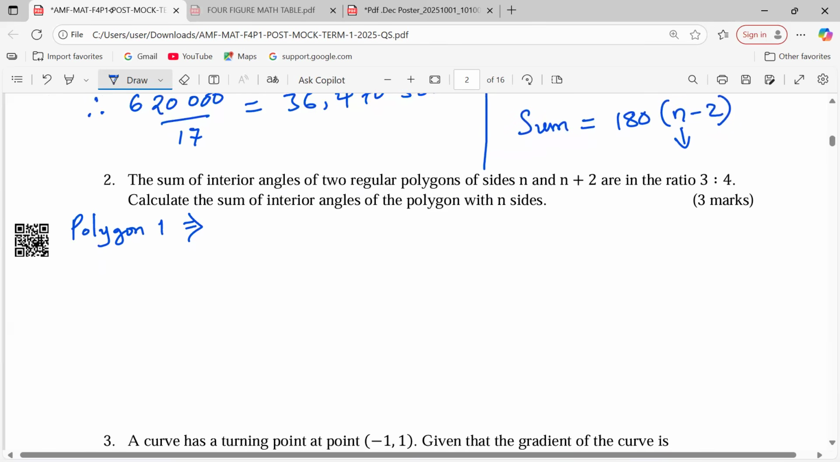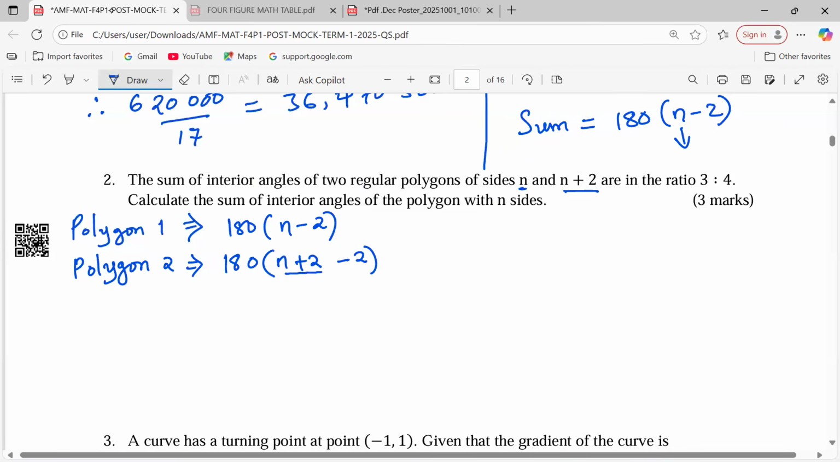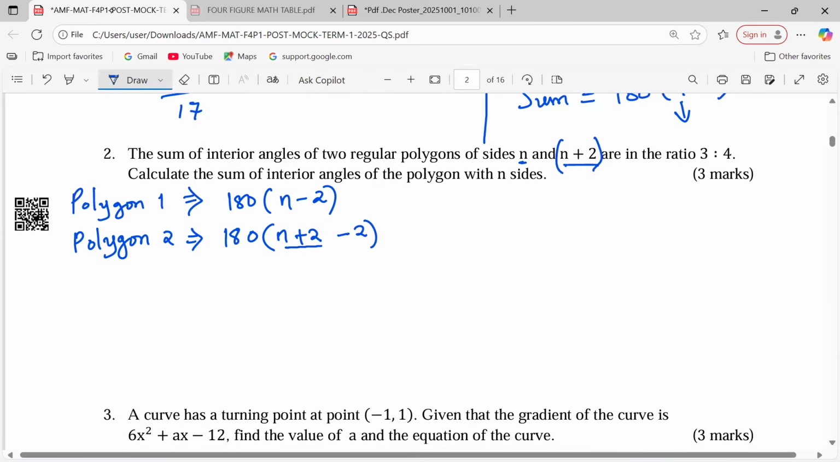Therefore, for the first one, the number of sides is n. So 180 into n minus 2. That will give us the sum. Then for polygon 2, we will have still 180 into number of sides, which is n plus 2, minus 2. So the whole of this is in the place of n, because the number of sides for that second polygon is n plus 2. So instead of n, we write now n plus 2, then minus 2, according to the formula.